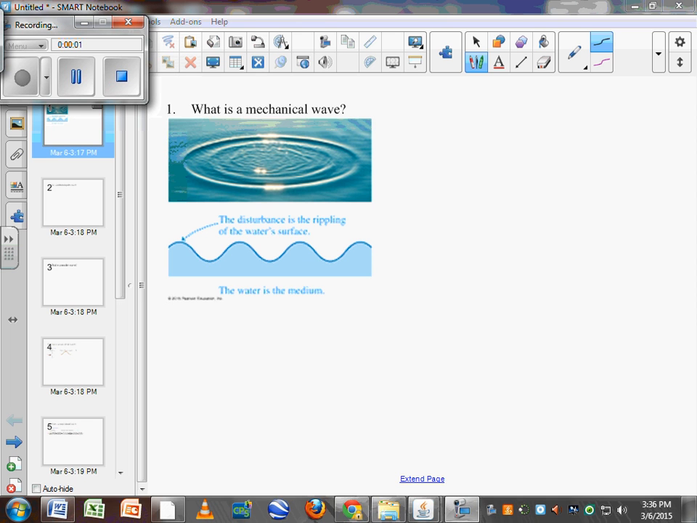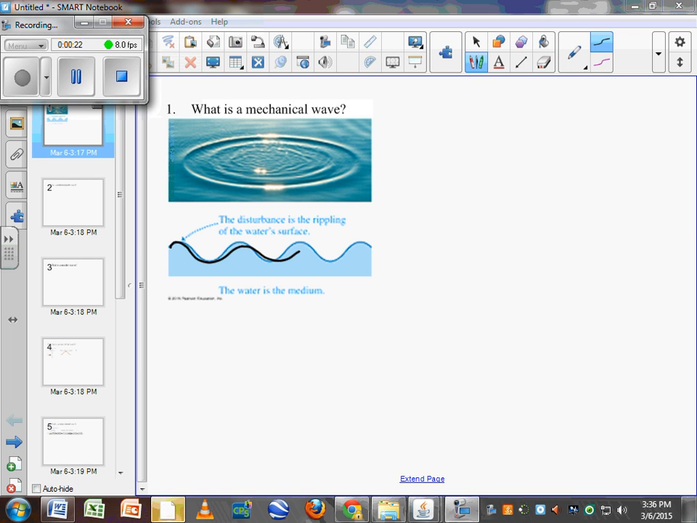The first thing we want to understand is what is a mechanical wave. A mechanical wave occurs when a disturbance in a medium carries energy through that medium. So in this picture here, if we drop a pebble in water, the wave travels through the water, and you'll see this wave traveling along the water. And the water is the medium.